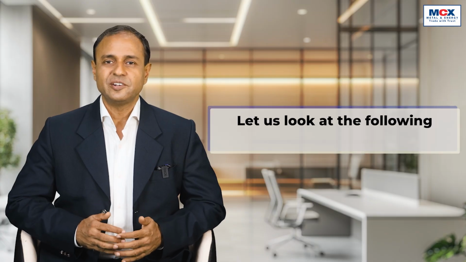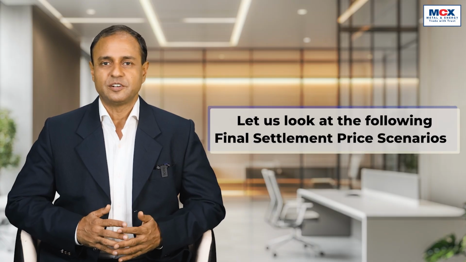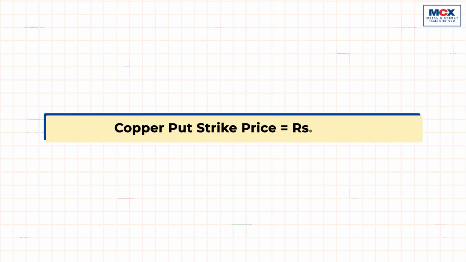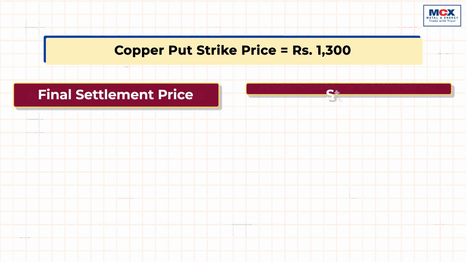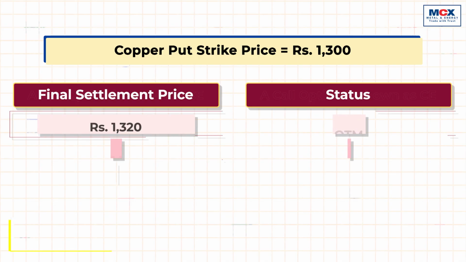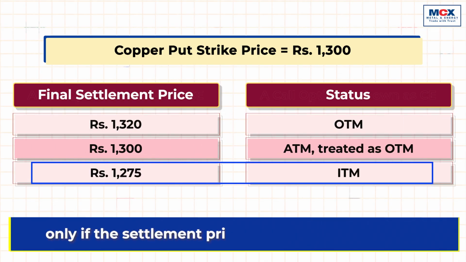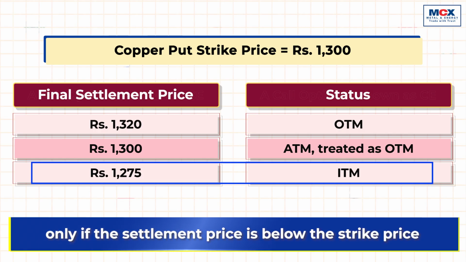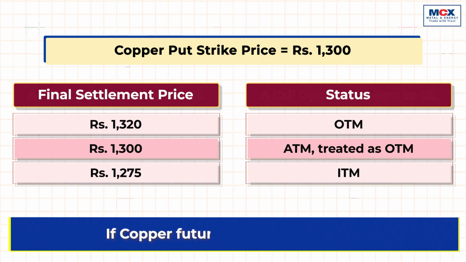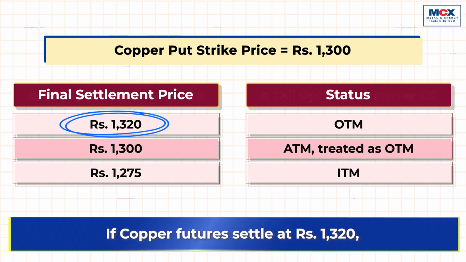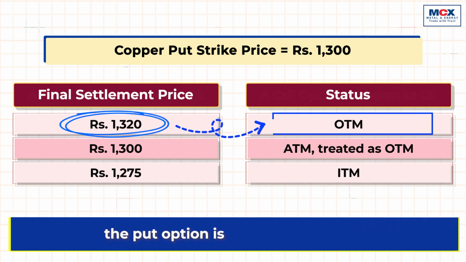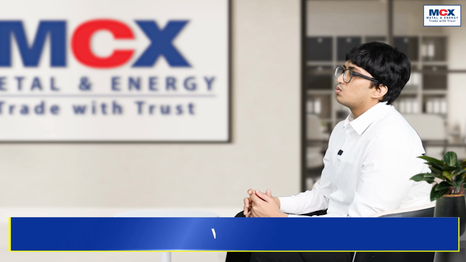Let us look at the following final settlement price scenarios. Copper put strike price equal to Rs 1,300. Final settlement price, status. For a put option, the option is in the money only if the settlement price is below the strike price. So if copper futures settle at Rs 1,320, the put option is out of the money. Why?